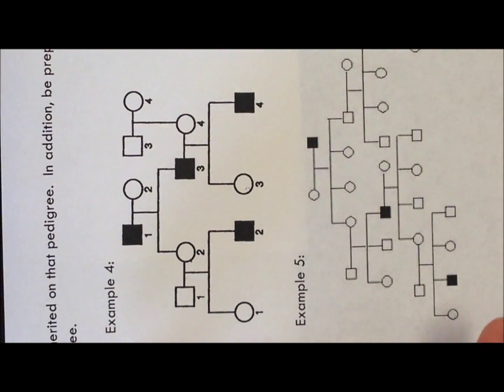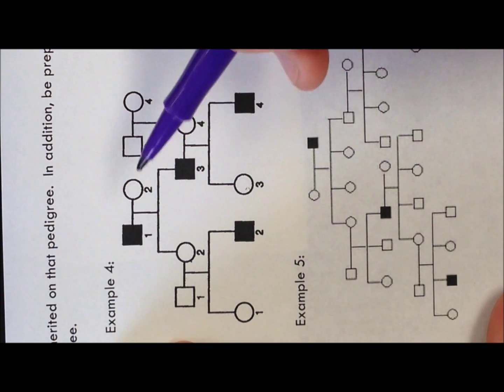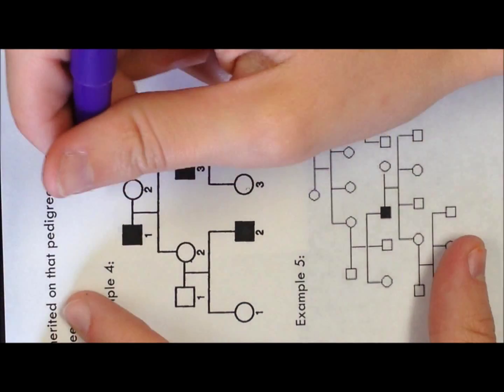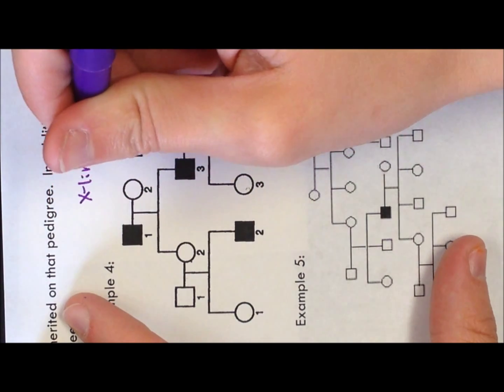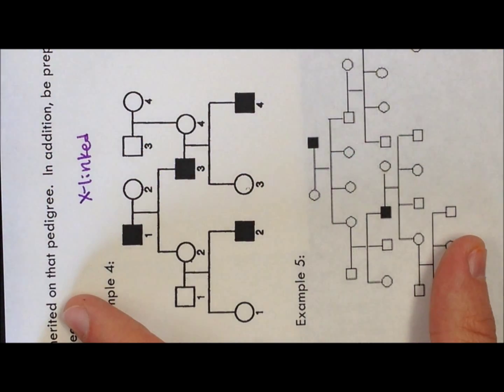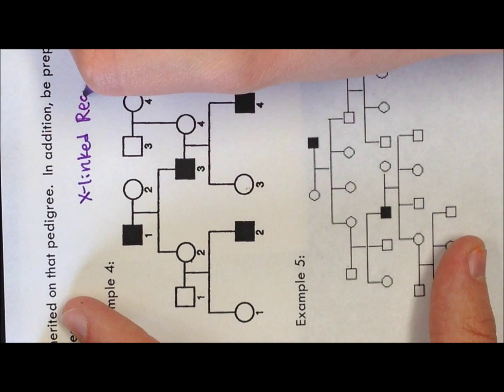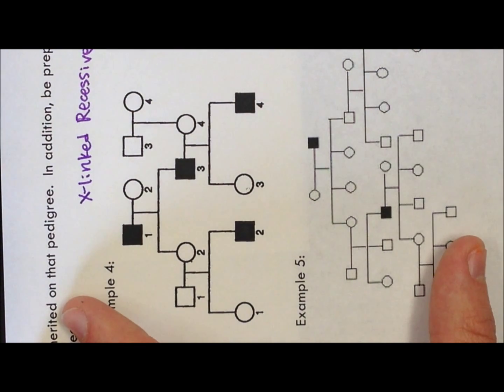Let's do example 4. First question that we're going to ask is, does it occur in boys and girls? In this case, no, it only occurs in boys. So that's going to tell us that it's X-linked, or sex-linked, you could use that term as well. And it's going to be recessive. The only examples I'll give you in class for X-linked are recessive, because otherwise everybody gets it. It looks really messy and it's very confusing. So we're going to focus on X-linked recessive.